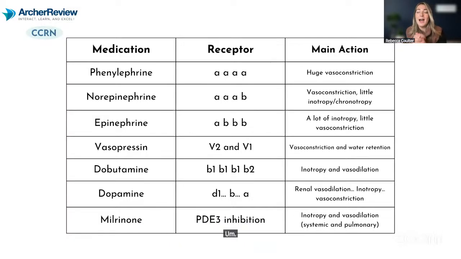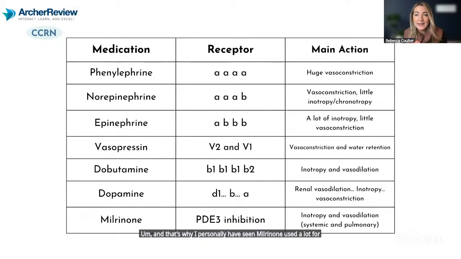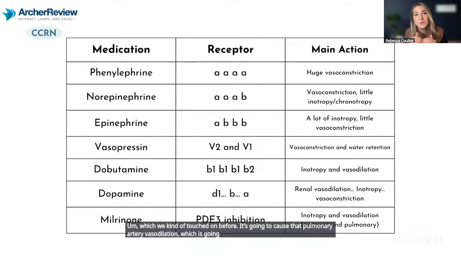And that's why I personally have seen milrinone used a lot for right-sided heart failure, which we kind of touched on before. It's going to cause that pulmonary artery vasodilation, which is going to reduce the workload on the right side of the heart. So when I've had pulmonary hypertension patients, milrinone's a really good choice.